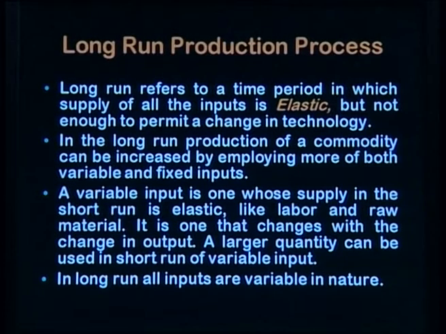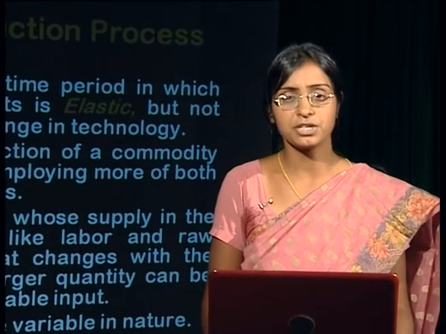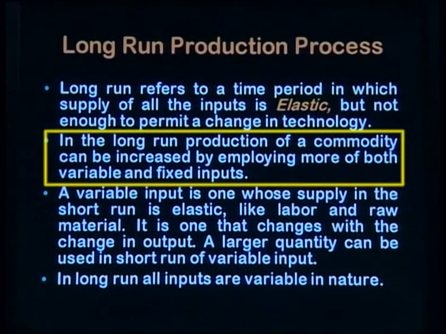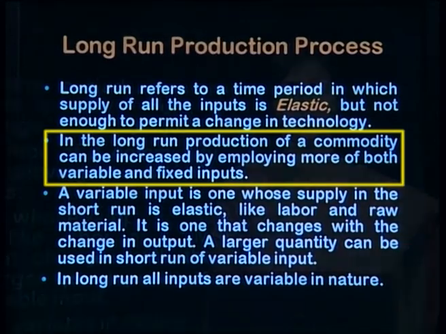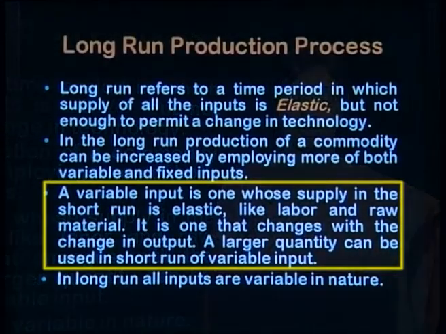The long run production process refers to a time period in which supply of all the inputs is elastic, but not enough to permit a change in technology. We cannot change the technology variable input in our production process when we refer to the long run. In the long run, production of a commodity can be increased by employing more of both the variable and fixed inputs. Here we can change our machinery, our plant size, our raw materials.